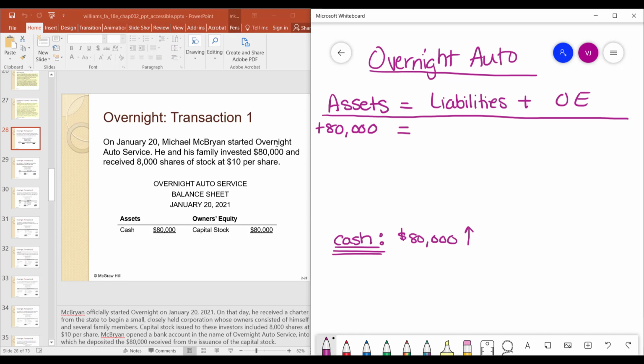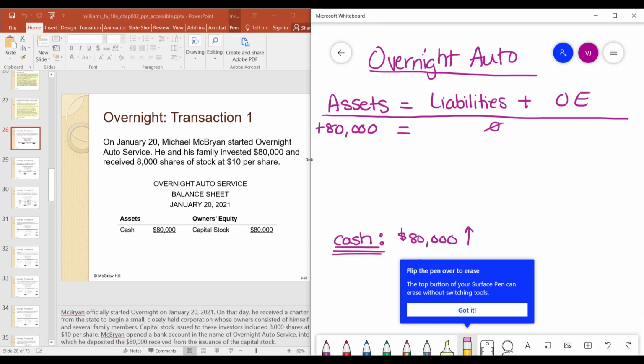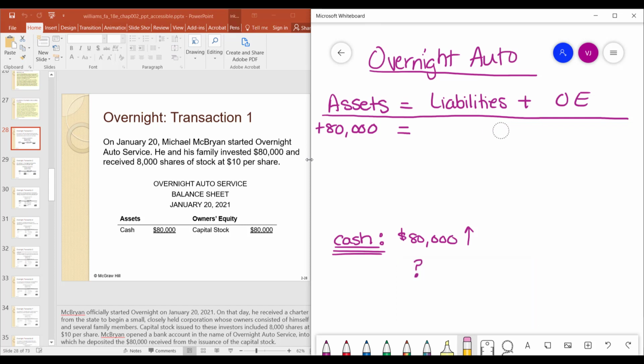But the thing is, with a transaction and with the accounting equation, it always has to balance. You can't just have, oh, cash came in. Well, for what, right? What's the other half of that transaction? Where are the other portions of that transaction? $80,000 is not equal to nothing, right? We can't have $80,000 increase on the left with nothing else happening on the right. So we ask ourselves, what does that increase of $80,000 cash represent, right?